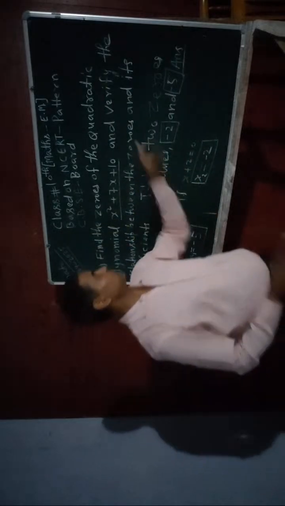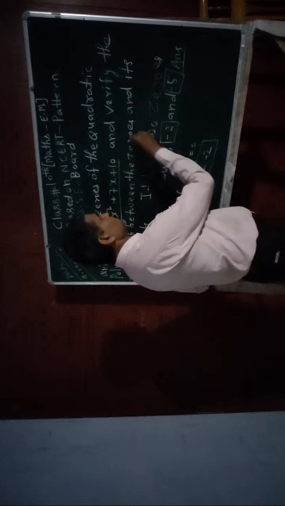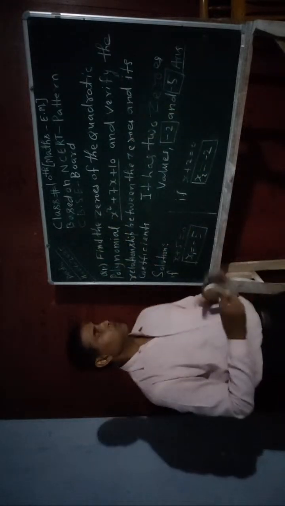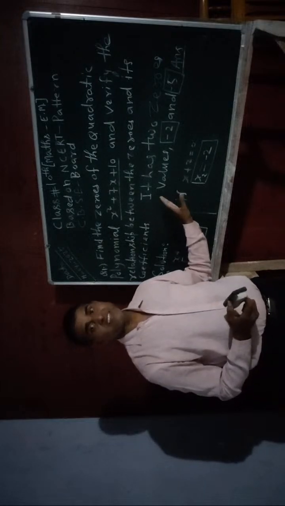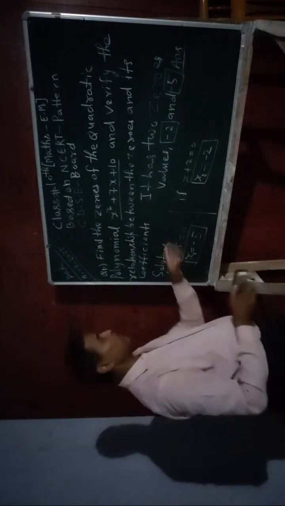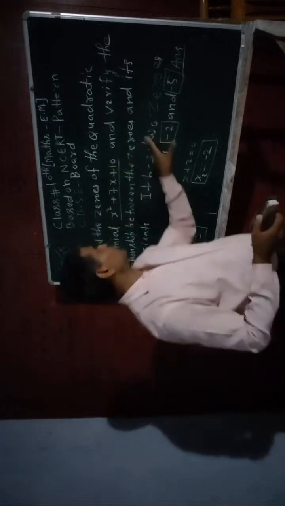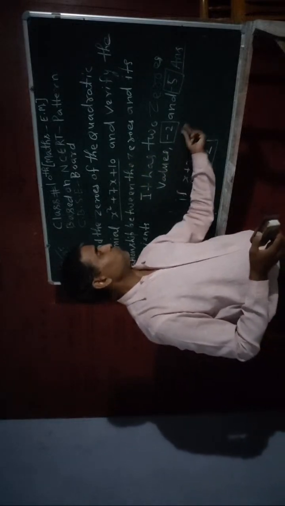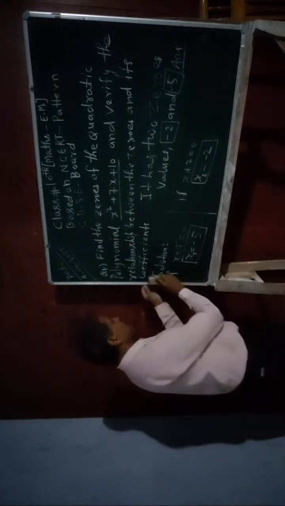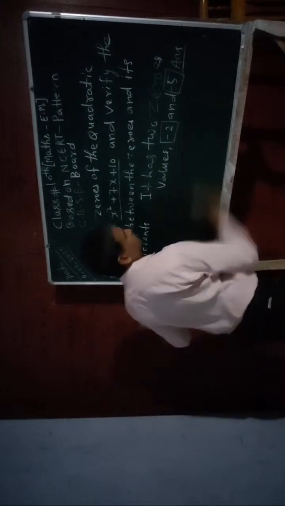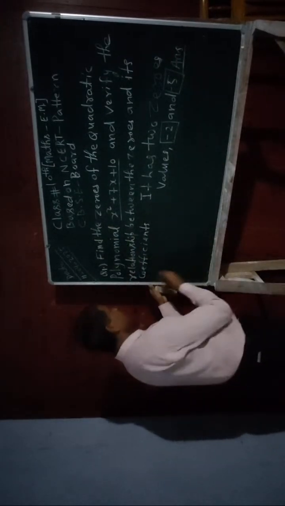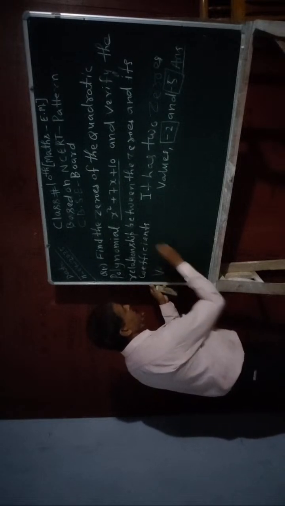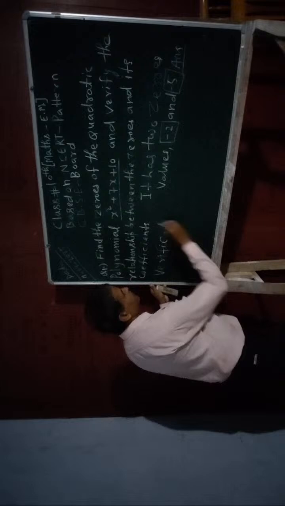Also verify the relationship between zeros and its coefficient. We have to get the relationship between zeros and its coefficient. Now, for the first question, I have got the zeros value. One is -2 and the other is -5. Now we have to take verification, so here I will write verification.